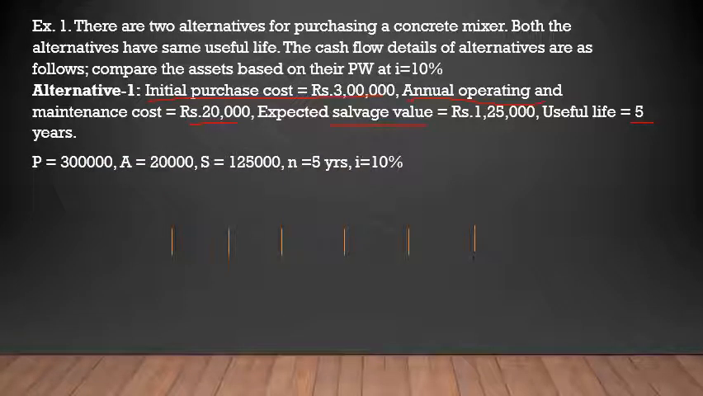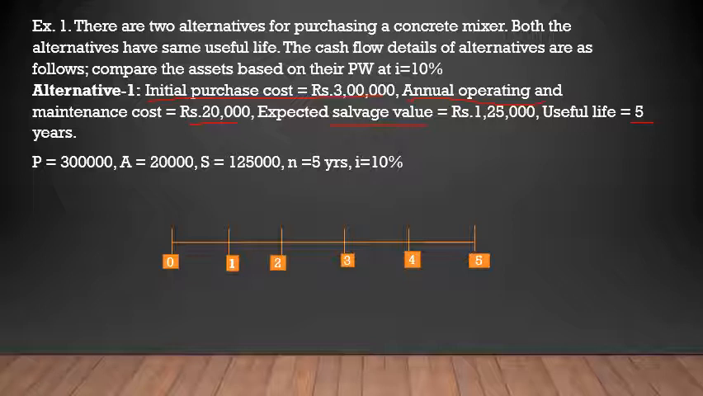P is equal to 3 lakh, A is equal to 20,000, S is equal to 1,25,000, and N is equal to 5 years, I is equal to 10,000. Okay. Now let us start the cash flow diagram. First, what you need to do, you need to identify the timeline. Draw the horizontal line. Useful life is 5 years. Draw that 5 years on the horizontal line.